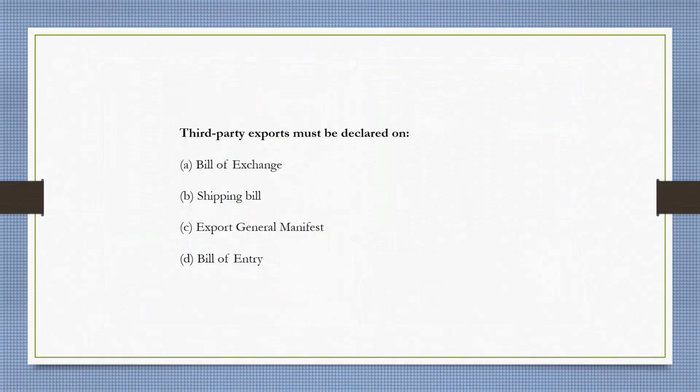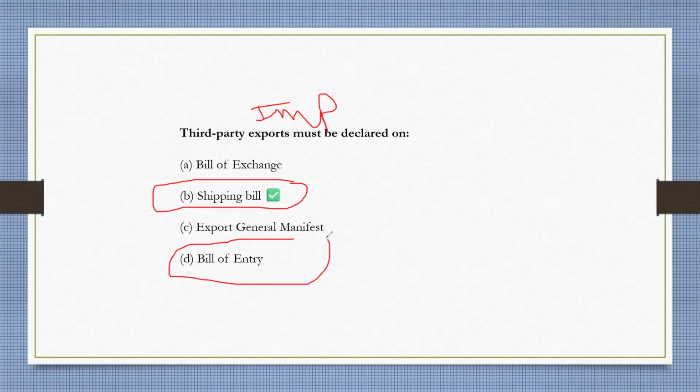Okay. Let's see the next question. Third party export must be declared on bill of exchange, shipping bill, export journal manifest, bill of entry. Let's see the correct answer. Correct answer is B, shipping bill. So whenever third party export is happening, that should be mentioned in the shipping bill document. Then only it will be valid. So here, if the question is third party import, then the answer will be bill of entry.